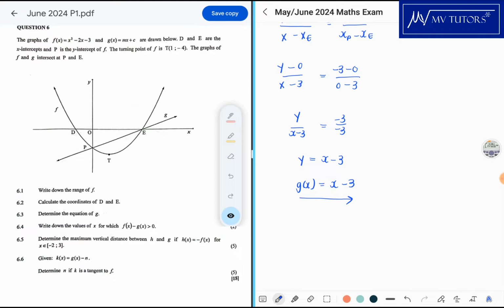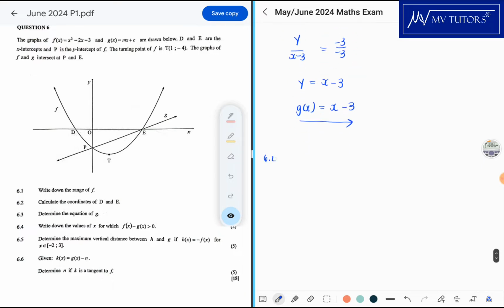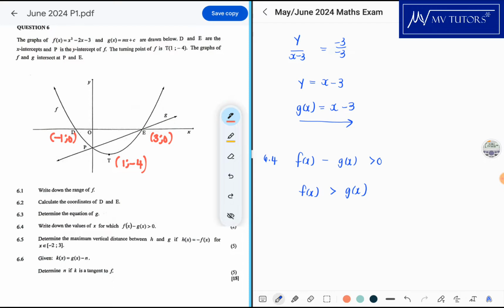Okay, there it is. Now 6.4, write down the values of x for which f of x minus g of x is bigger than 0. So if I have f of x minus g of x bigger than 0, basically I'm saying where the y values of f minus the y values of g will be bigger than 0. For me, honestly, I would rather take g to the other side and say, where is f of x bigger than g of x? Where are the y values of f bigger than the y values of g?